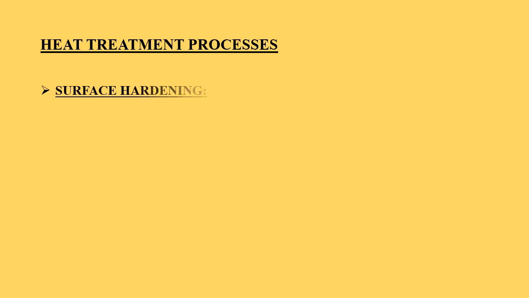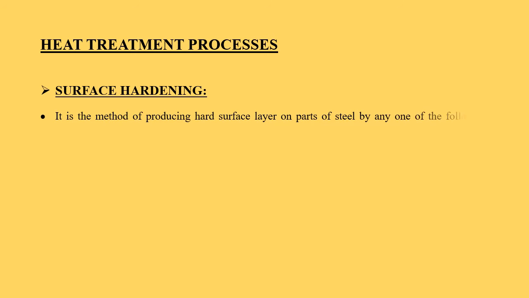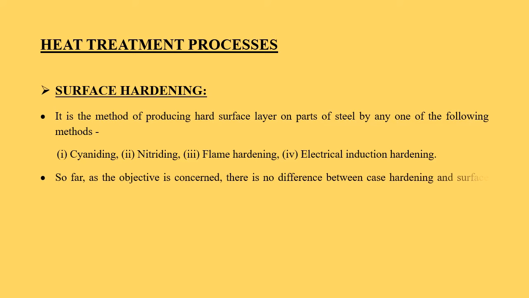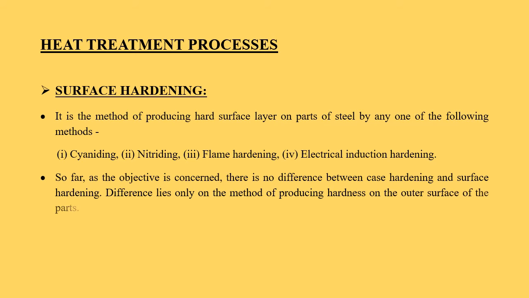Now, what is a surface hardening process? It is the method of producing a hard surface layer on the parts of steel by any one of the methods: cyaniding, nitriding, flame hardening, or electrical induction hardening. Actually, there is no difference between the surface hardening and case hardening processes. The difference lies only in the method of producing hardness on the outer surface of the parts.